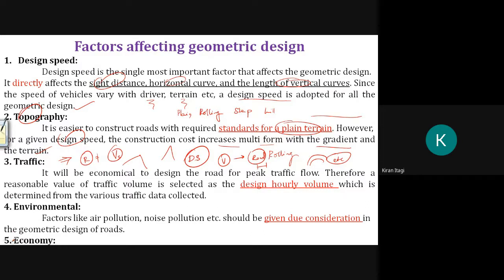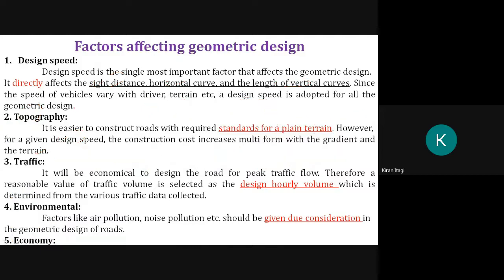The next concept is traffic. Based on the traffic also we will decide how the road should be, either wider one, smaller one, etc. It will be economical to design the road for a peak traffic flow. Whenever you sit for the designing of the road or any of these systems, say for the designing of an RCC beam, you will take the factored load, or ultimate load, which is multiplied by 1.5.